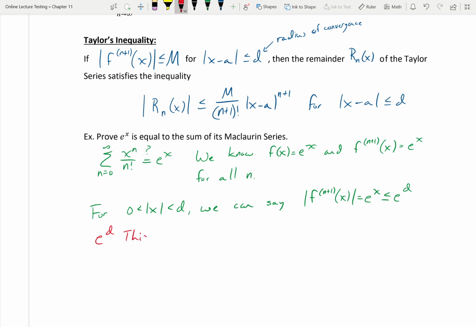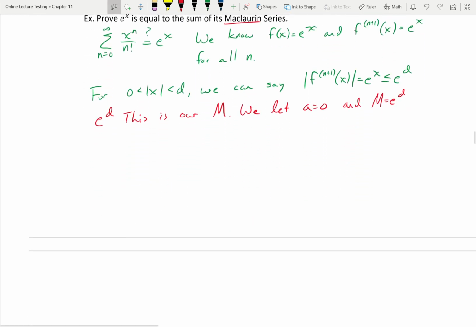This is our big M. We need to establish a number that this is bigger than. So we're going to let a equal 0 and M equal e to the d. Again, the reason a is equal to 0 is because we're dealing with the Maclaurin series, and that's why we're doing that. So here's Taylor's inequality.